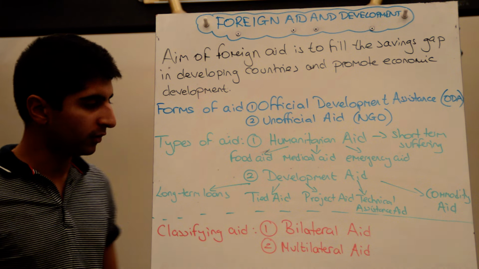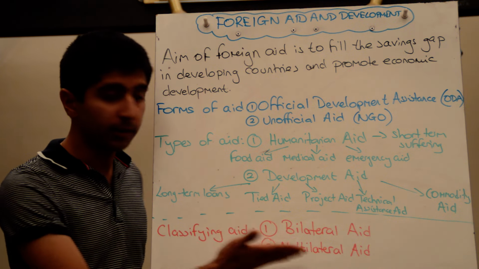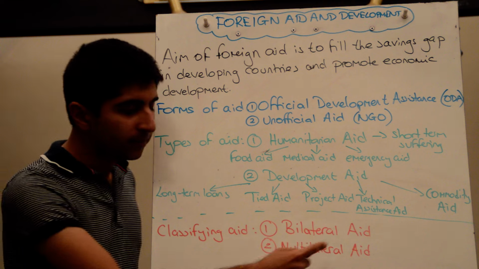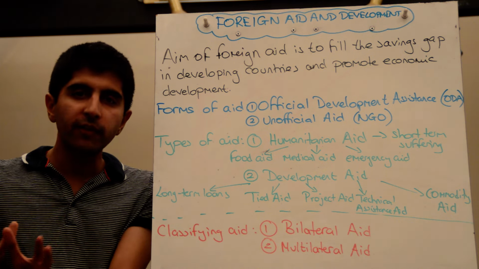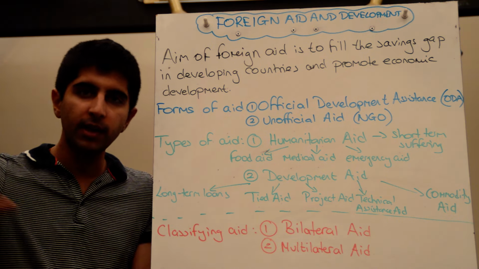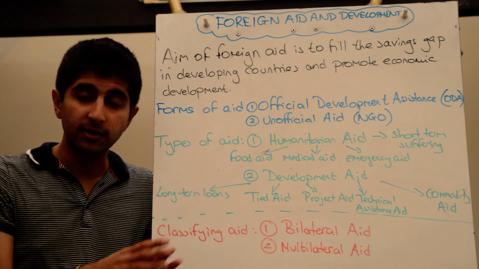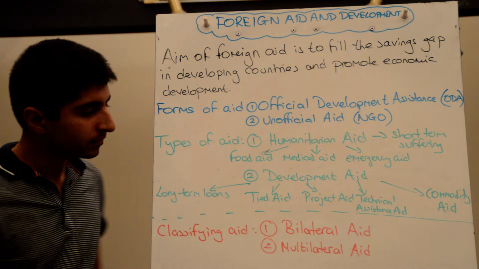And just to finish, we can classify aid in two major ways as well, and this is a very common exam question: the difference between bilateral aid and multilateral aid. Bilateral aid is very simply when aid is given from one government to another government, from a donor country to a developing country government. That's what we call bilateral aid.